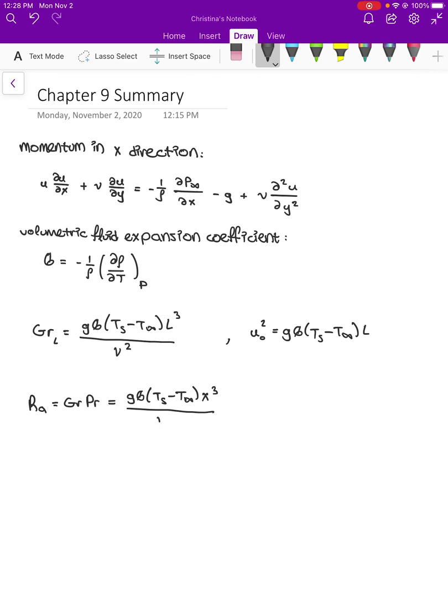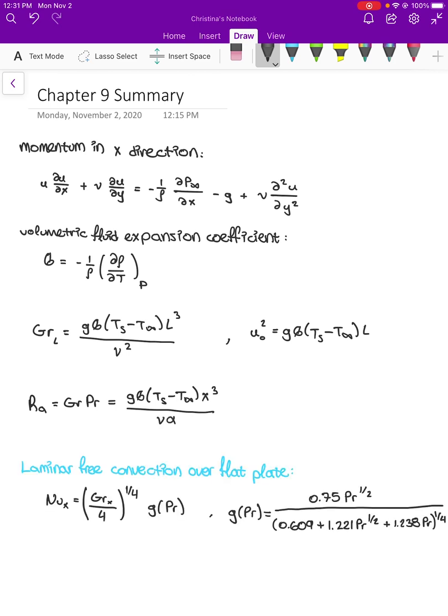For laminar free convection over a flat plate, the following Nusselt number correlation can be used. Nusselt number is equal to Grashof number divided by 4 to the power of 1/4 times g of Prandtl number, where g of Prandtl number is equal to the following equation on the right. The average Nusselt number correlation is the following.